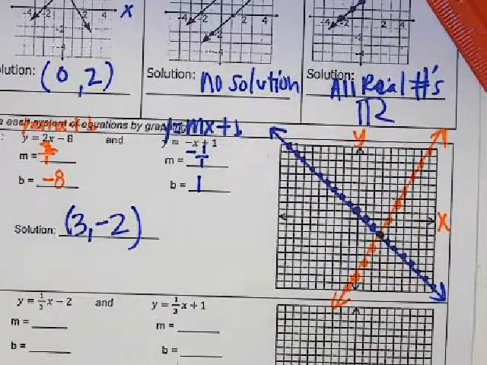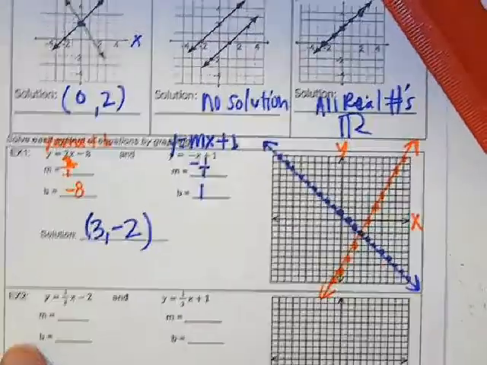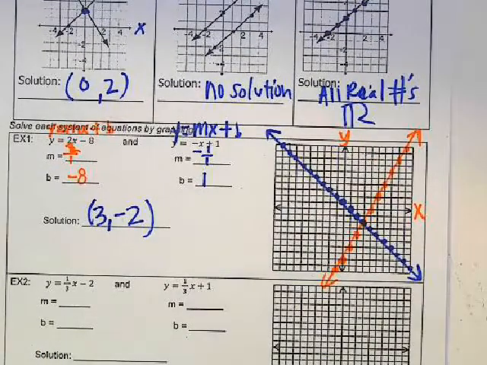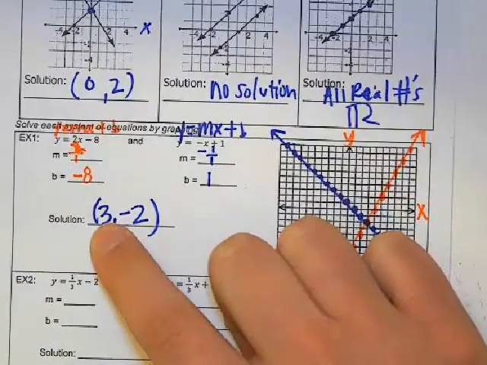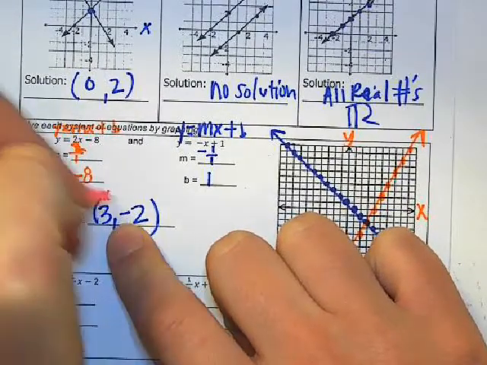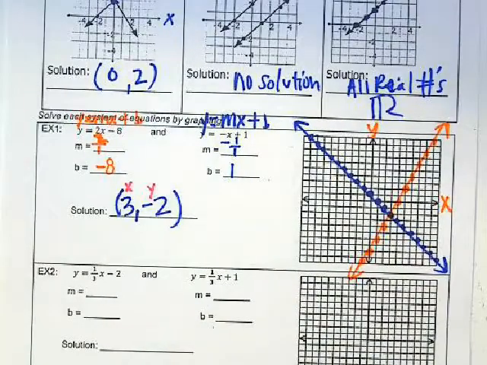Now let's talk about what a solution means. Why is that the solution? Okay, what if I didn't have a graph? How would I know that that's the solution? What does solution mean? Okay, let's talk about it. 3 stands for what? It's in the what spot? X. Negative 2 is in the what spot? Y. Now, how could I check this?